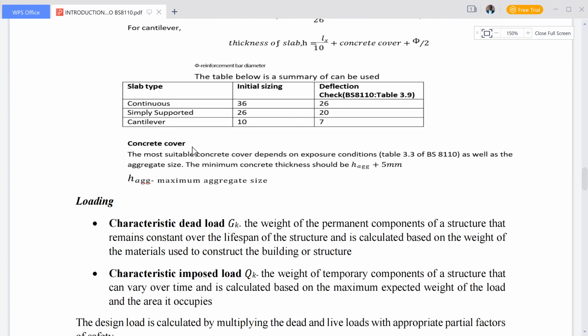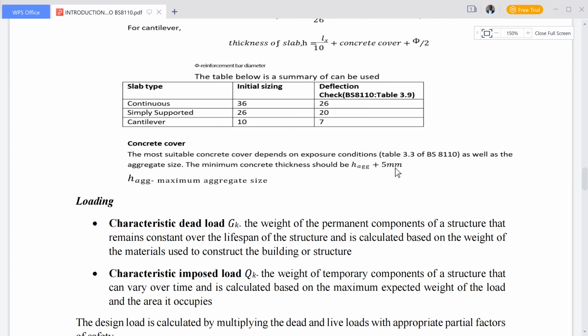Concrete cover, the most suitable concrete cover depends on exposure conditions. This is given in Table 3.3 of BS 8110, as well as aggregate size. For you to determine the minimum concrete cover, you take the maximum aggregate size plus 5 millimeters. So if you are told that the aggregate size will be 20 millimeters, then automatically your concrete cover should be 20 millimeters for maximum aggregate size plus 5 millimeters, becoming 25 millimeters.